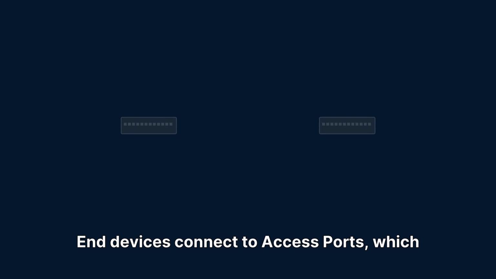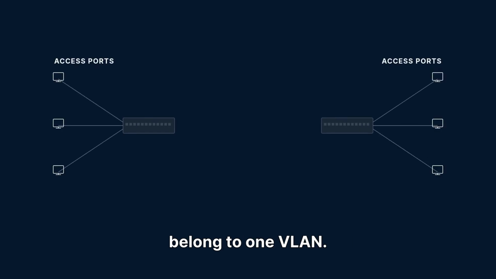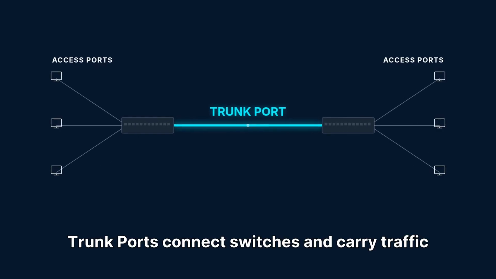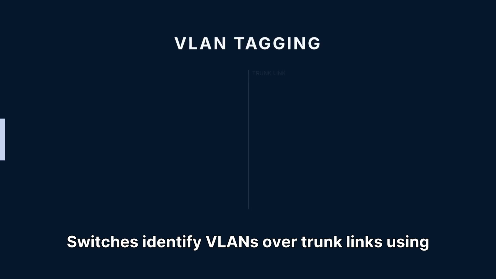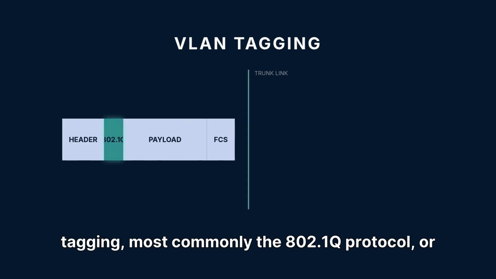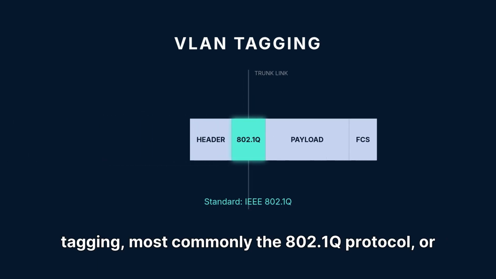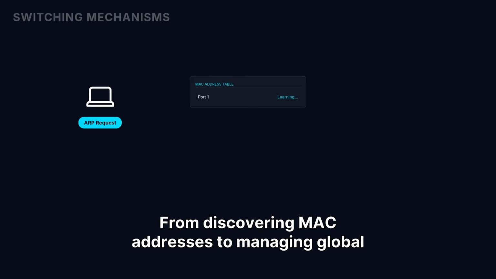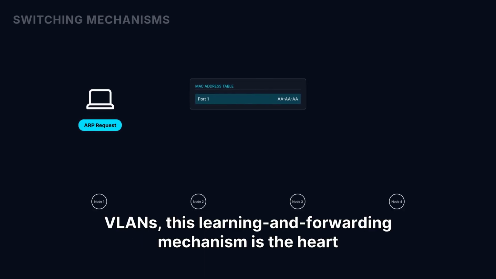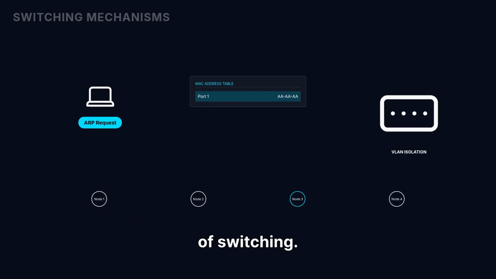End devices connect to access ports, which belong to one VLAN. Trunk ports connect switches and carry traffic for multiple VLANs. Switches identify VLANs over trunk links using tagging, most commonly the 802.1Q protocol, or dot1q. From discovering MAC addresses to managing global VLANs, this learning and forwarding mechanism is the heart of switching.